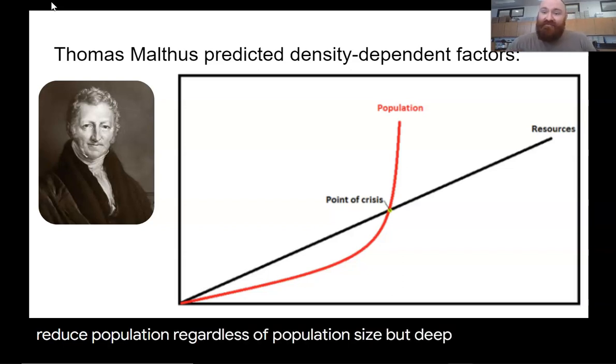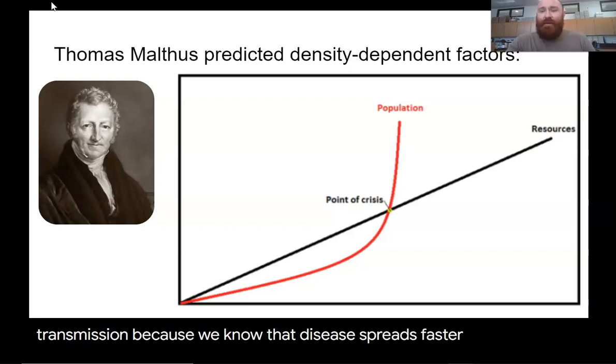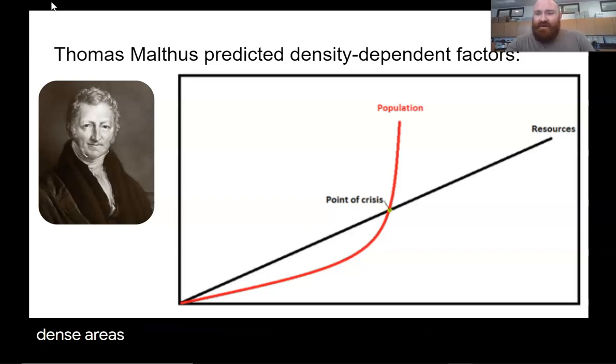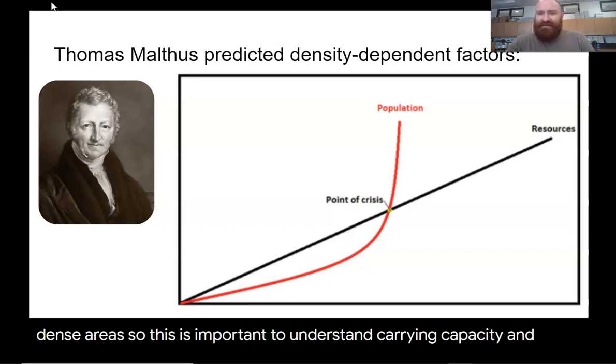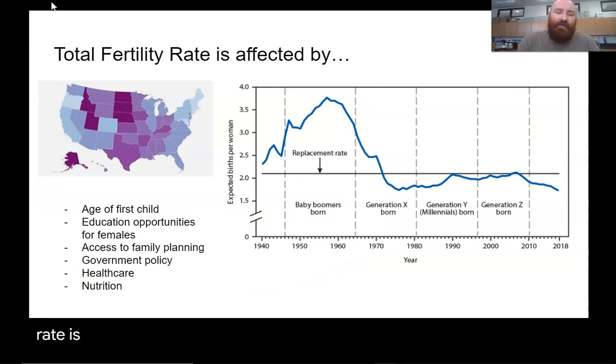But density dependent factors are access to clean water, air, food availability, but also things like disease transmission, because we know that disease spreads faster in population dense areas. So this is important to understand carrying capacity and things that are affecting human population growth according to Malthusian theory. This is Thomas Malthus.